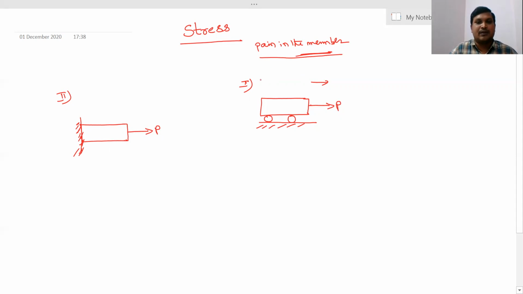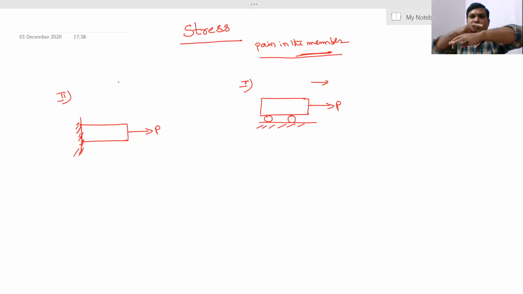Is it clear? So in the first case, there is no stress developed because the body will move freely. So there is no pain developed in the body in the first case. But in the second case, there will be a chance of developing a pain. So whenever the pain is developed in the member, definitely the stress will be produced. For example, this is my hand. So when I am applying the force on my finger, or this hand, what happened?